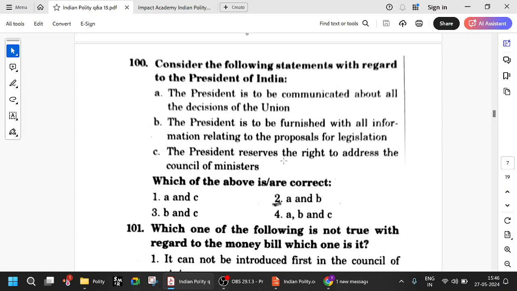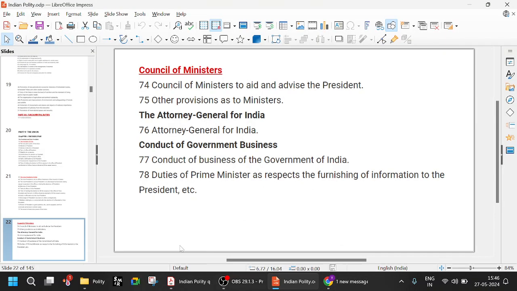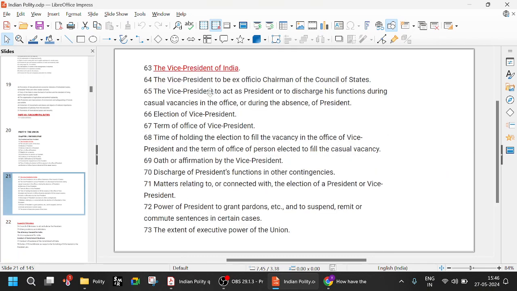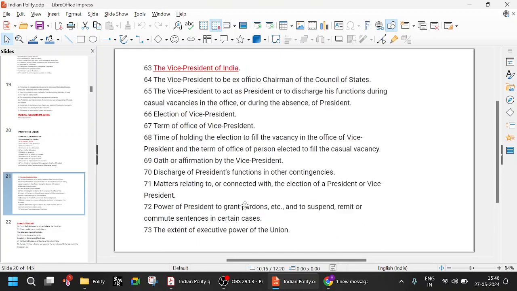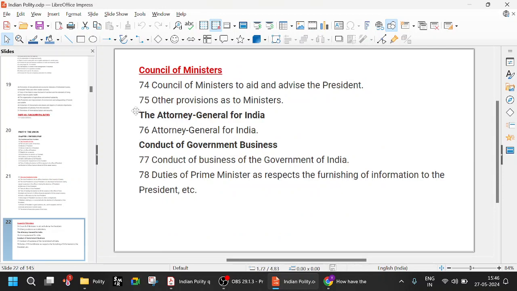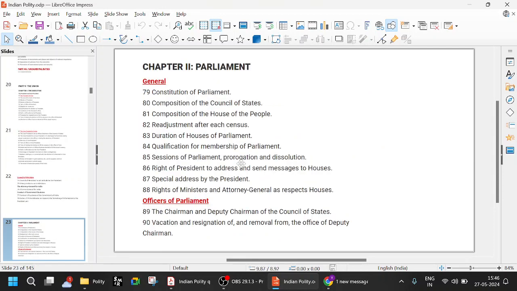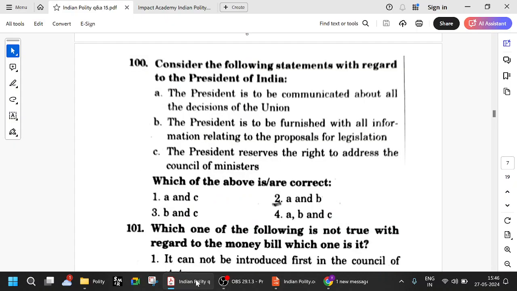So President reserves the right to address the Council of Ministers. So it's not exactly reserves the right. If you look at it, the President, qualifications, conditions of President Office, oath of affirmation, and conduct of business. So in general, it's fine, but it's not like the President will address every time the session comes, and every time the budget is introduced. But the President reserves the right to address the Council of Ministers. I don't think it is the right statement.